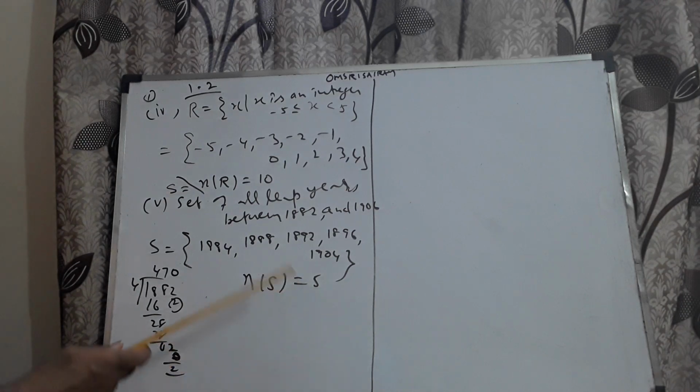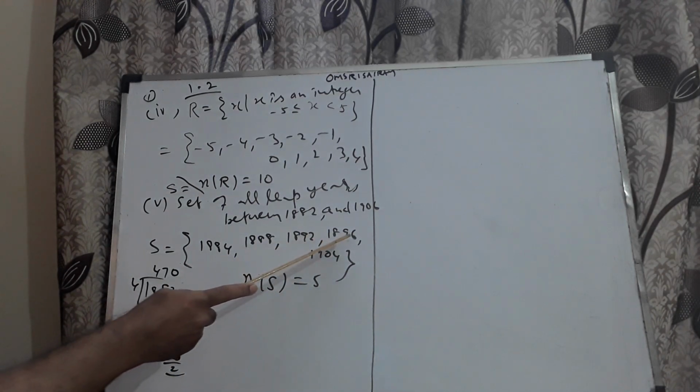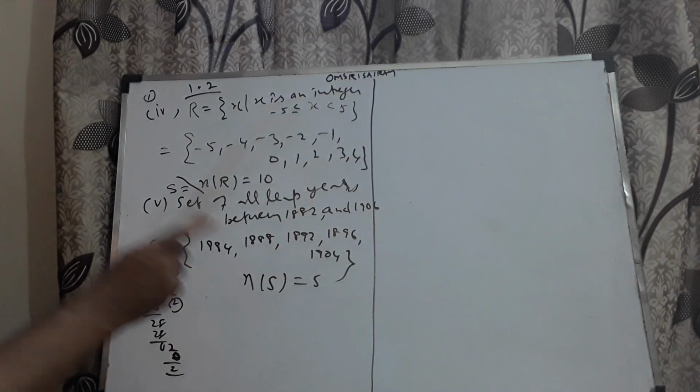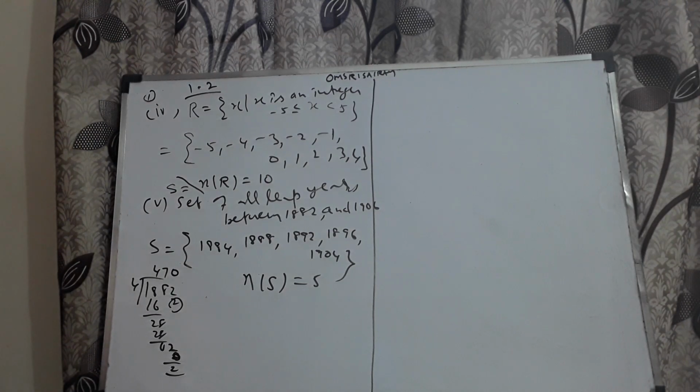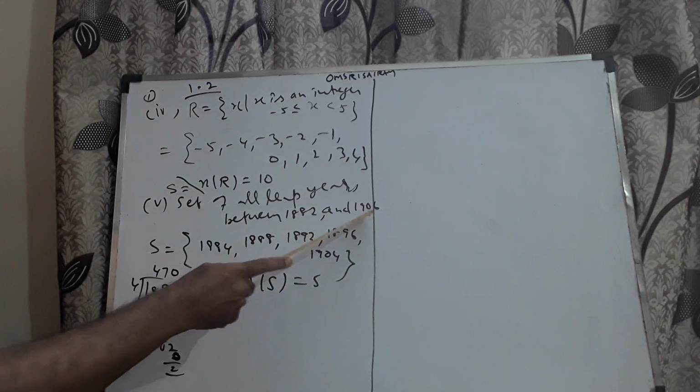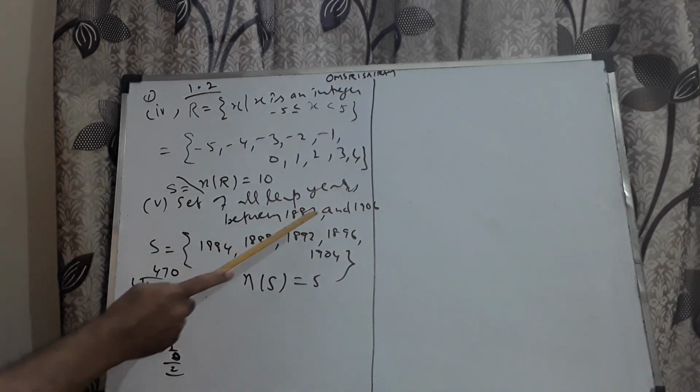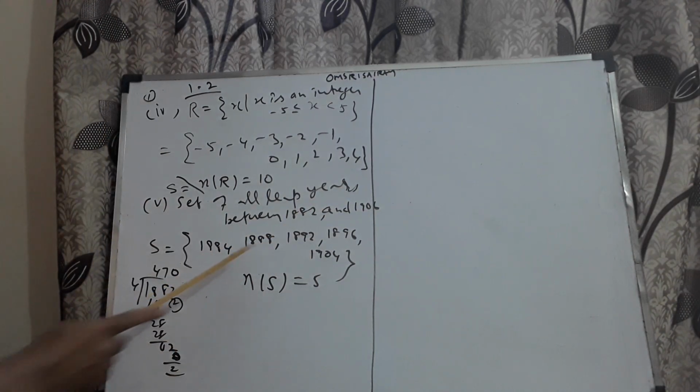Therefore keep on adding 4 everywhere. Then 1892, 1896, plus 4 gives 1900. 1900 is divisible by 4 but not divisible by 400. Therefore 1900 is not a leap year. Therefore 1904 is the leap year. Between these two years, there are 5 years under consideration. Therefore n(S) is 5 here. It is not 6. Remember carefully.